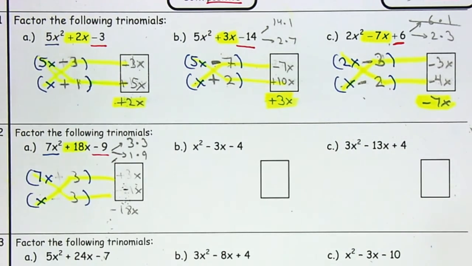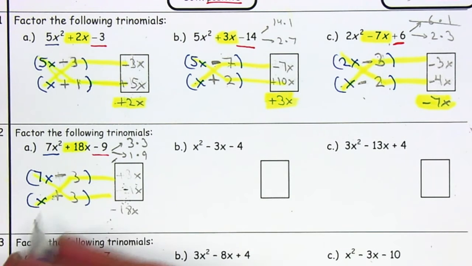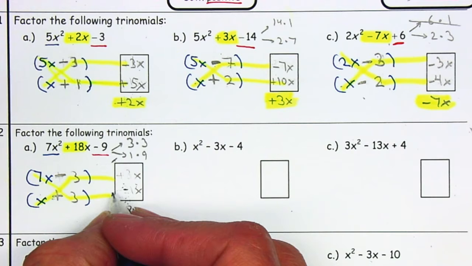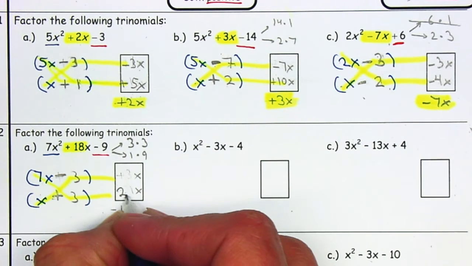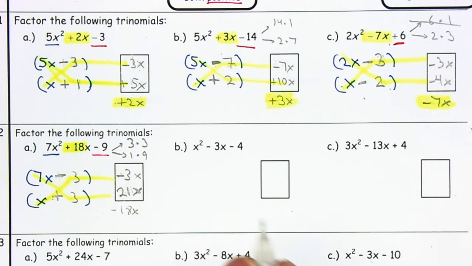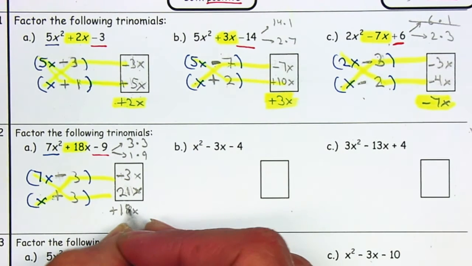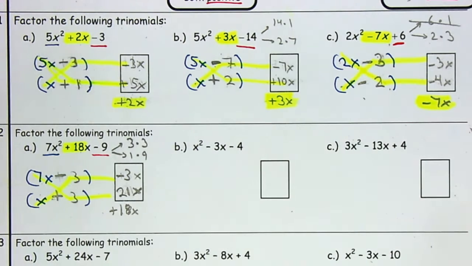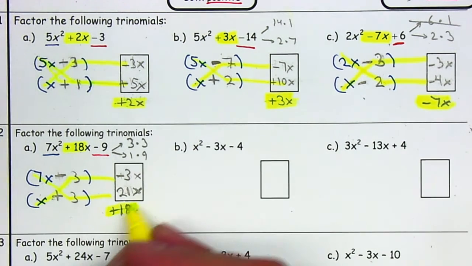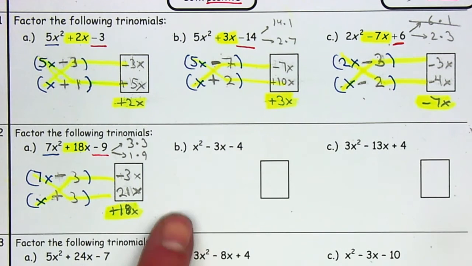So the negative will go on top, the positive will go on the bottom. So it gives me positive 21x, and that'll give me negative 3x. When I add them, that'll give me 18x. And does that match? Yes. Let's try letter B.